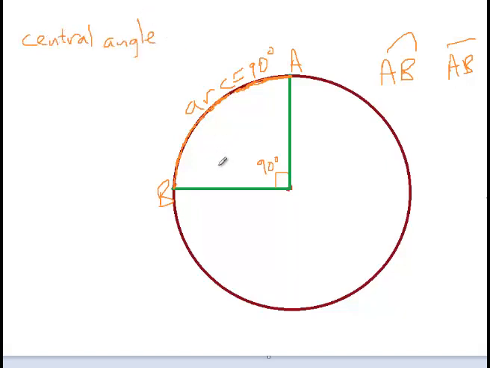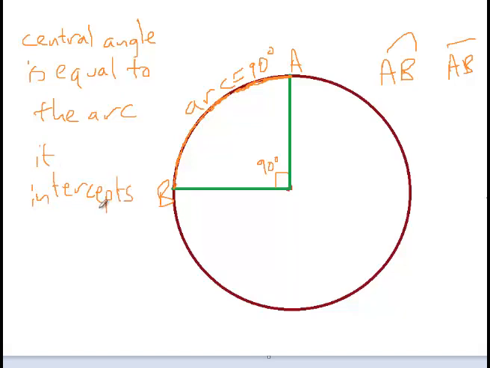Now, a central angle is an angle that is formed at the center of the circle, and it is equal to the arc it intercepts. Should be obvious in this case, but it's true regarding any case. So if I have another line, for example, one that goes like this, if this angle is, let's say, 30 degrees, well then this arc AC, let's call it, would also be 30.